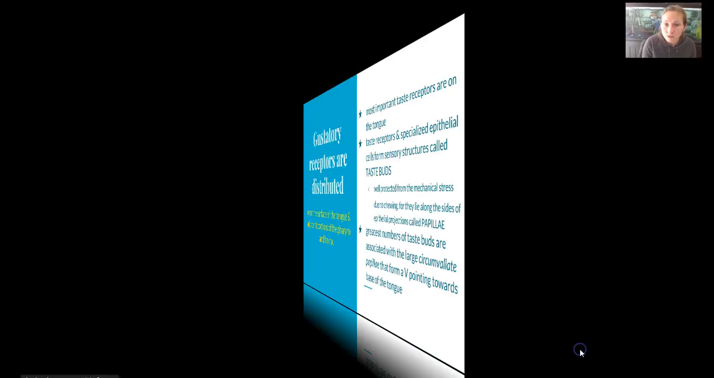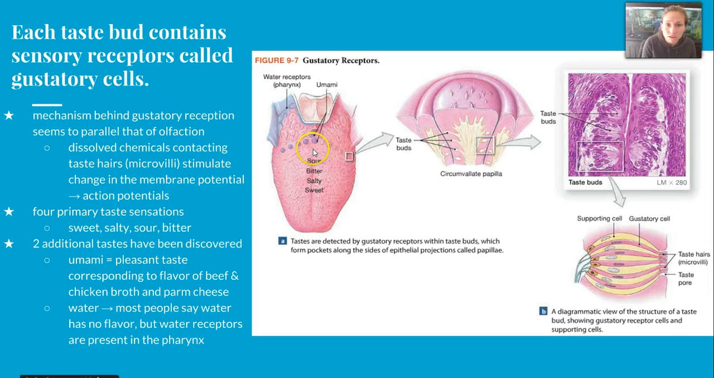the base of the tongue, which I'm going to show you a picture of here in a second so you can see those. There's the circumvallate papillae. And this is a zoomed in portion of just one of them, you can see here, pointing towards the base of the tongue. The mechanism behind gustatory reception seems to be parallel to that of olfaction. Dissolved chemicals contact taste hairs, which we know are microvilli. They stimulate change in the membrane potential, which results in an action potential.